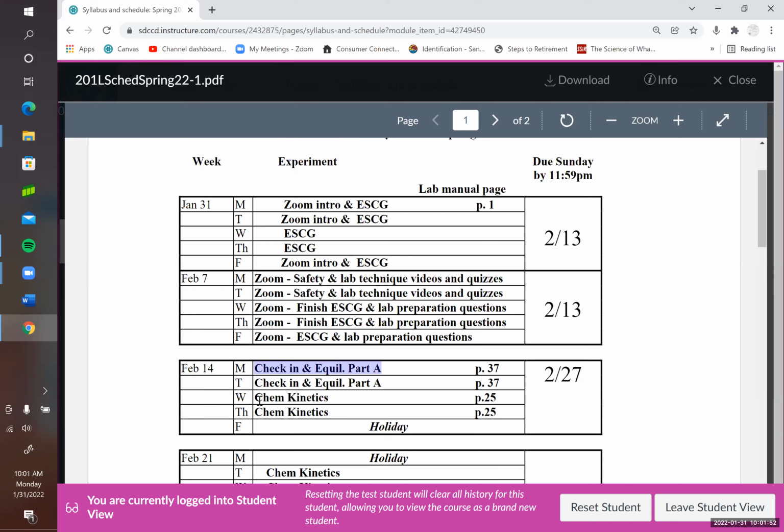All right. Now, the next day, we're going to start chemical kinetics. This lab goes hand in hand with the lecture material that you will be talking about in kinetics.